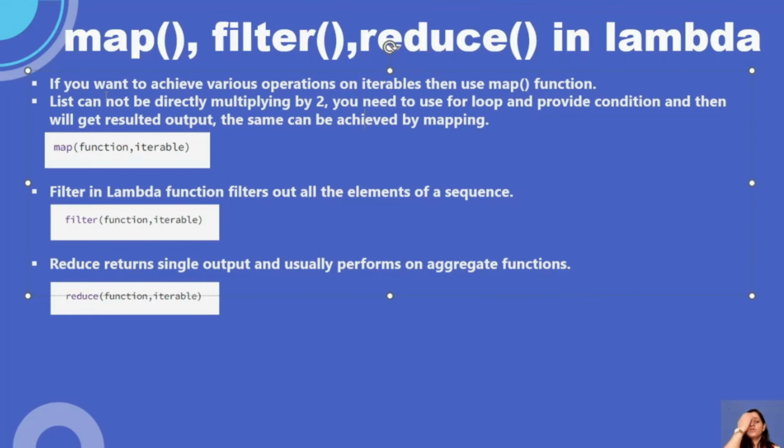Okay. So if you want to achieve various operations on iterables, consider that there is a list of values and you want to filter even numbers and odd numbers from that list, you can use filter, right? So that is iterable. Again, the map function, I'll show you each and every example. So I have given you one example of filter.